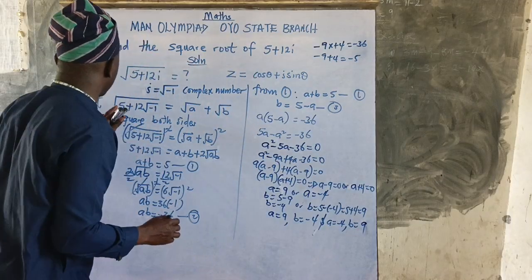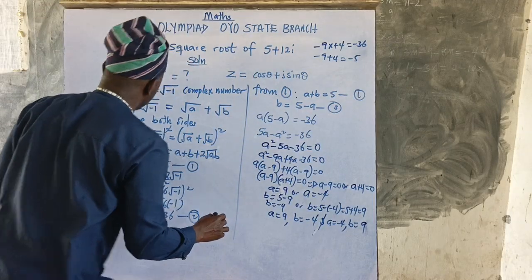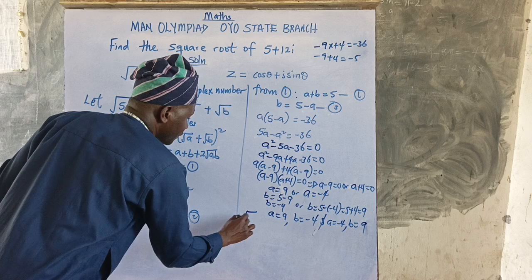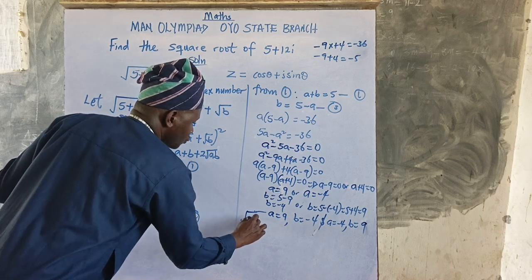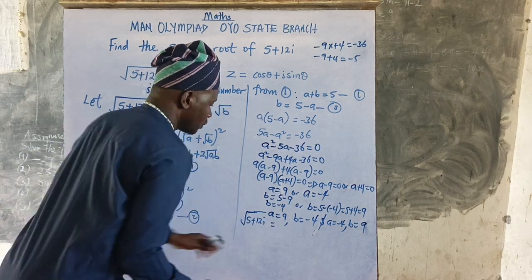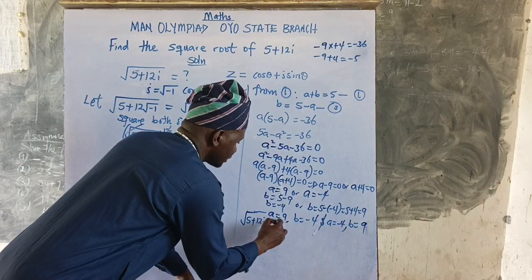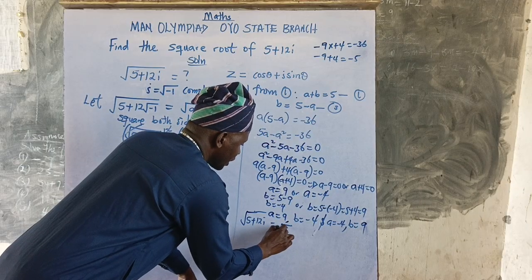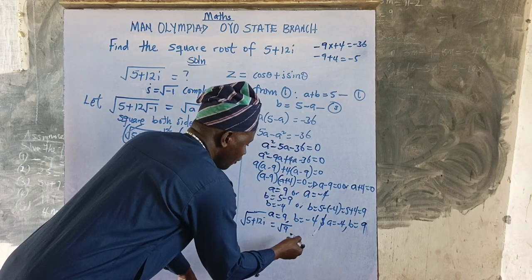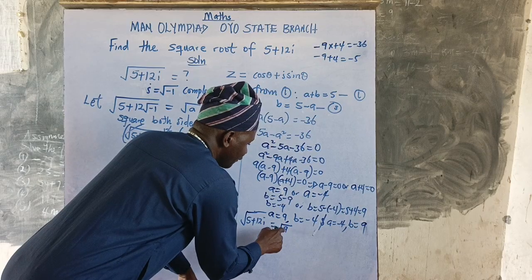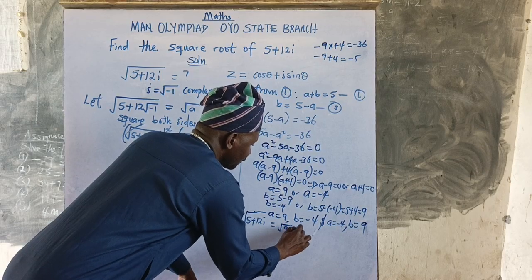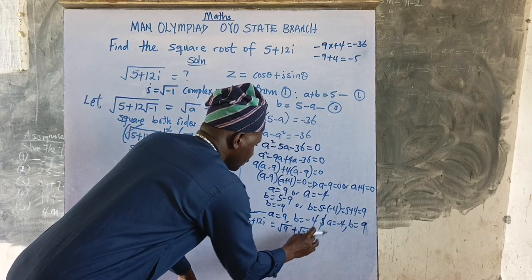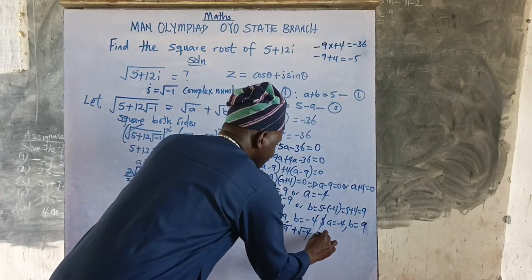So it implies that the square root of the complex number we are given, that is the square root of 5 plus 12i, we can write it as the square root of A, we can use 9 for A and we can use minus 4 for B. When you are using 9 for A, you are using minus 4 for B. Square root of minus 4. So which implies the square root of 9 is 3.